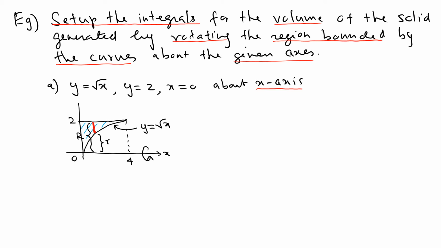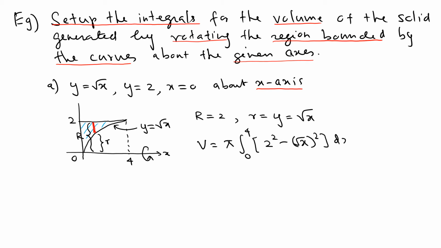And you can see that the larger radius is simply equal to 2. That's a constant throughout, and the smaller radius is simply the y coordinate. The y coordinate means square root x. So that means the formula is pi. The limits, because it's a dx problem, the x limit, is 0 to 4. So we have the larger radius squared minus the smaller radius squared dx. So that's the setup of the integral.